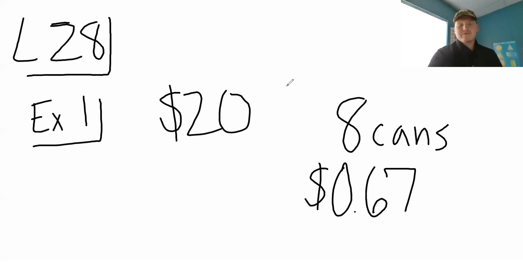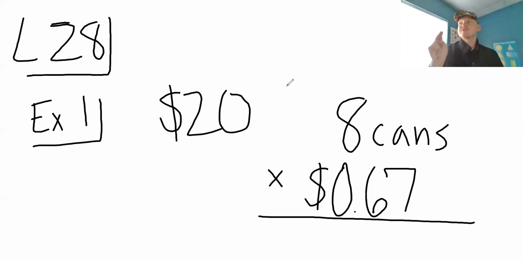So we have $20 total that we have to spend. We got a $20 bill. We are getting 8 cans of dog food. Each can of dog food is 67 cents. How am I going to figure out how much money I have left? Abby, how do I do this? Not the 20 in the 67. I'm going to multiply the 8 and the 67, and then that answer, I will subtract from 20.